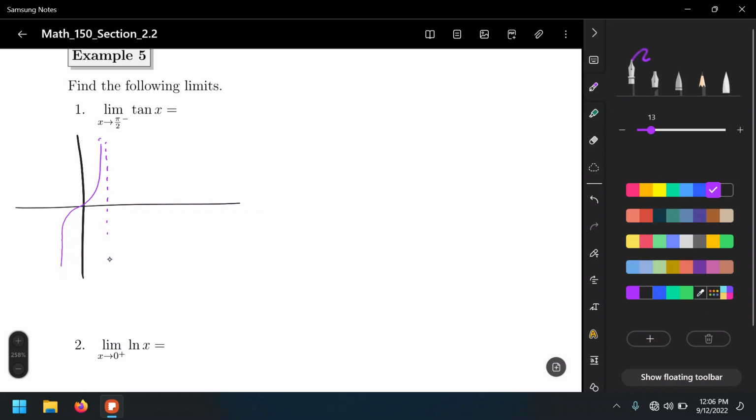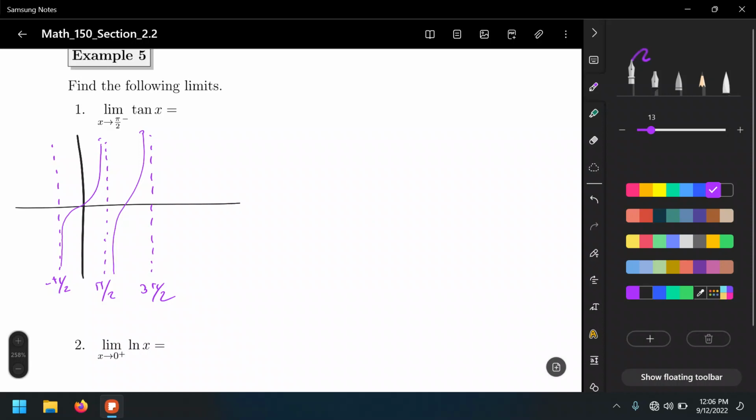With an asymptote at negative pi over 2, another asymptote at pi over 2, another asymptote at 3 pi over 2. So the tangent function has vertical asymptotes at all odd multiples of pi over 2. That is pi over 2, 3 pi over 2, 5 pi over 2, if we keep going, 7 pi over 2, all odd multiples of pi over 2.